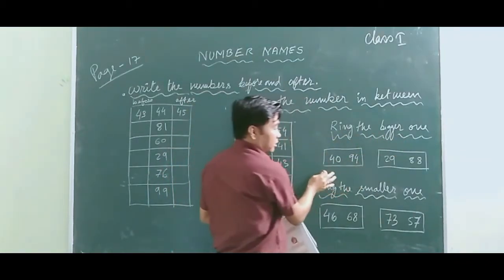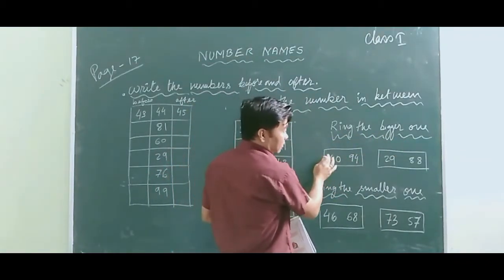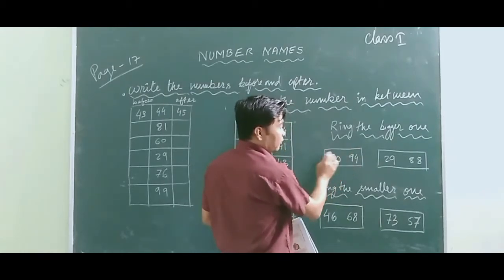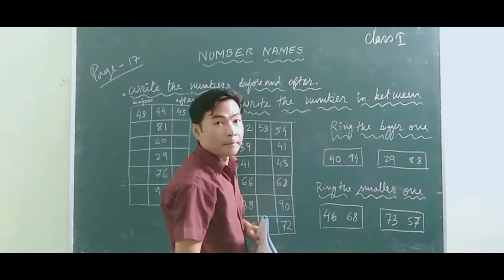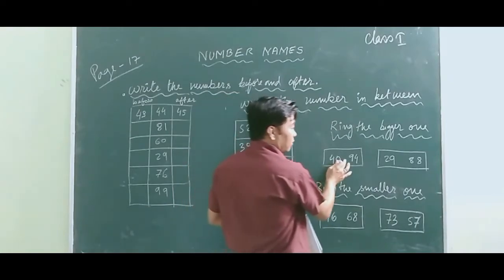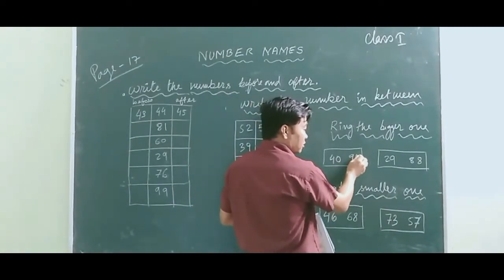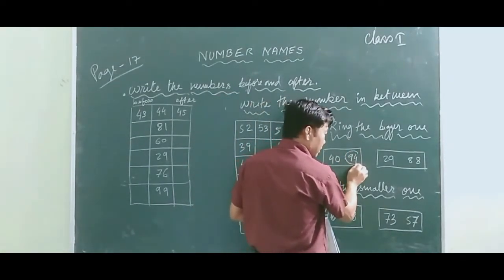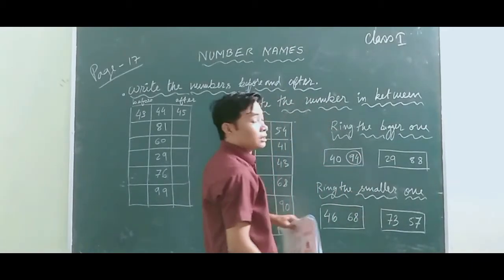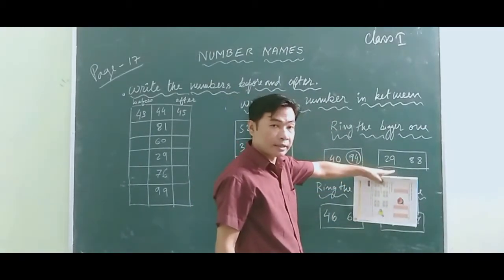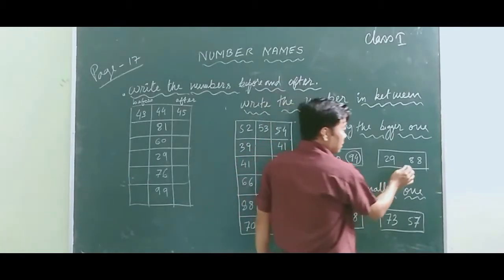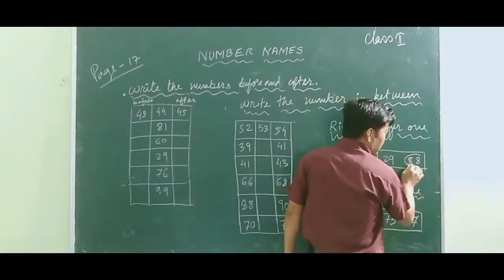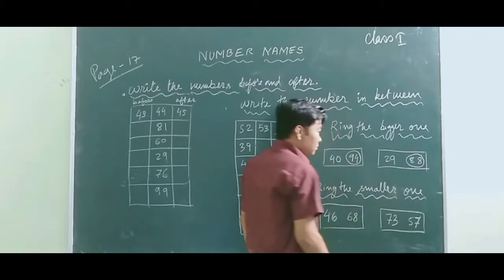Ring the bigger number. So there are two numbers given in this box, 40 and 94. So we have to select the big one. So 94 is the bigger number, so we have to circle it, ring it like this. Okay. The next question, 29 and 88. So which one is the bigger number? 88 is bigger, so we have to circle it.